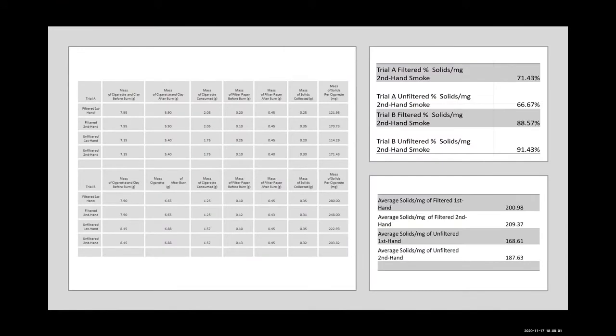We can determine that our average solids per milligram of filtered first-hand smoke was 200.98 milligrams. And our average solids per milligram of filtered second-hand smoke was 209.37 milligrams. Our average solids per milligram of unfiltered were lower, which makes me think something was wrong in our measuring. Based on the data we did receive, our solids per milligram for secondhand smoke came in no lower than 66.67%.